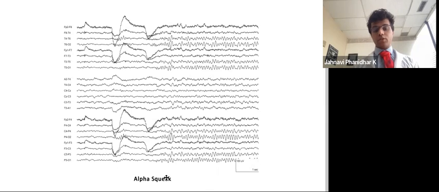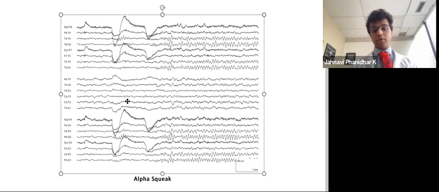There is a phenomenon called alpha squeak, which happens when the patient falls asleep, wakes up, and blinks his eye. There will be a transient alpha wave morphology with low amplitude and high frequency, but after half a second or 1 second, it increases to the normal morphology and becomes normalized. We can see that this is the eye blink artifact, and after that there is a decreased amplitude and increased frequency, and it slowly normalizes to the normal one.